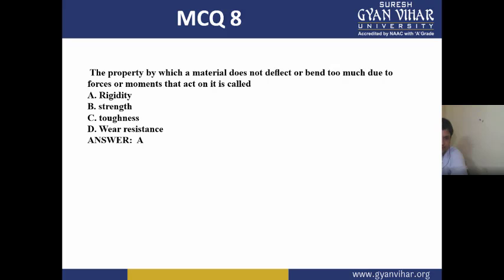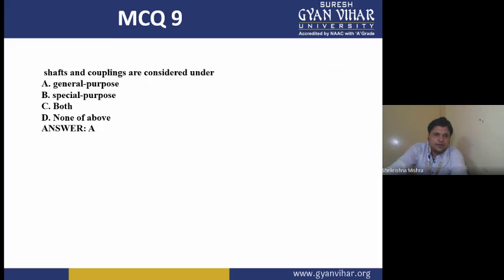Is option B strength, C toughness, or D wear resistance? So we all know that rigidity is basically resistance to bending or deflection. So we can say that none of the other options is correct. Only option A is correct. So the correct answer is option number A.